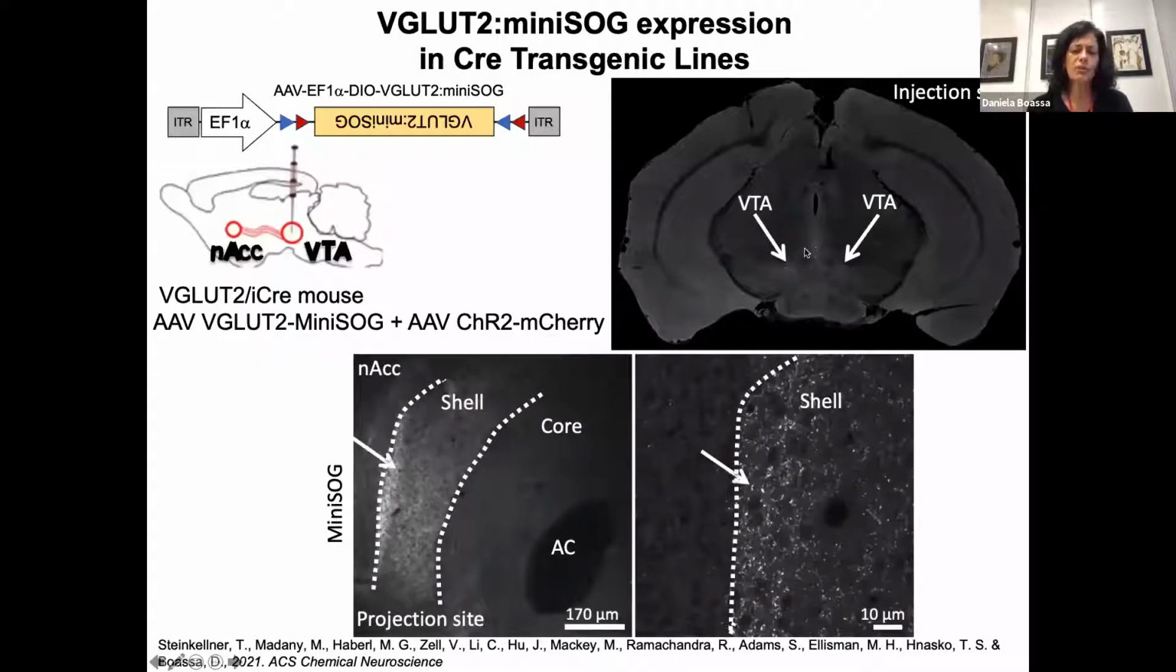And to test the probe in vivo, we used transgenic animals and expressed it in glutamatergic neurons via viral injection into the ventral tegmental area. And using a miniSOG antibody, one can look at both the injection site and the projection sites and observe the labeling of the projecting terminals.